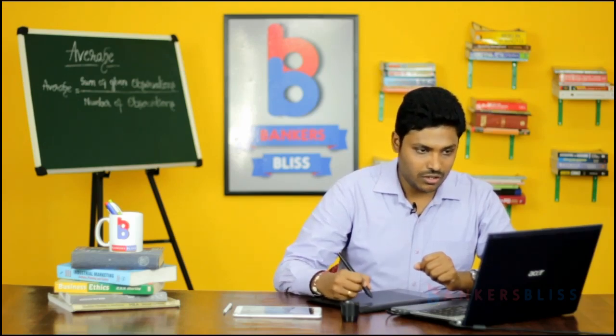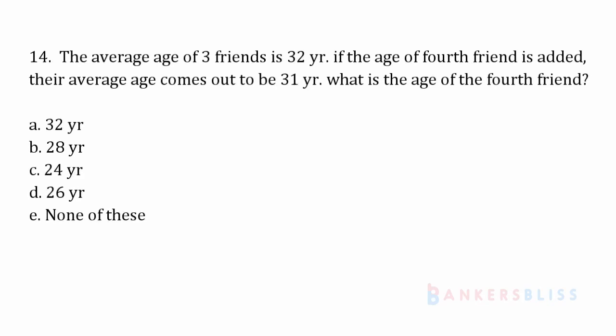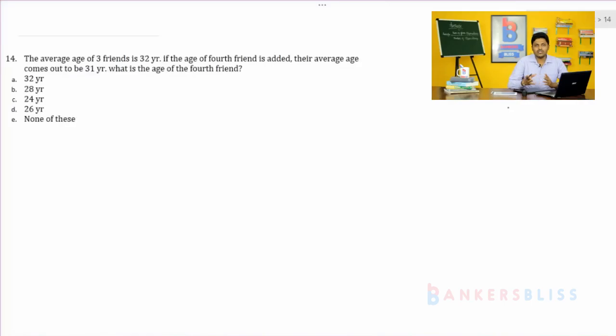Problem number 14. The average age of 3 friends is 32 years. If the age of the 4th friend is added, their average comes out to be 31. What is the age of the 4th friend? Very similar to the previous one.